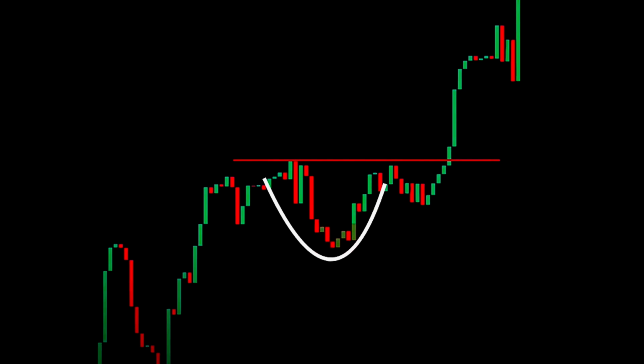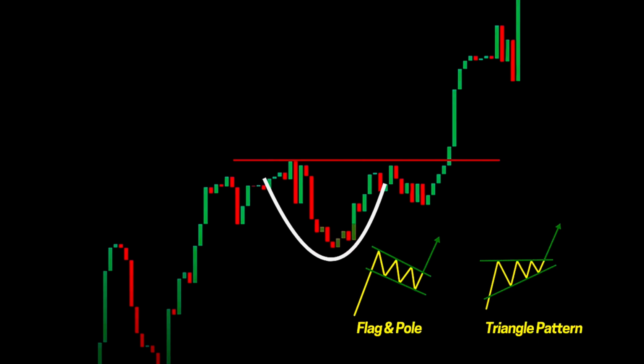The handle should always be smaller than the cup, forming a tight consolidation with reduced trading volume. This often leads to bullish continuation patterns like flag and pole or triangle formations, signaling trend continuation. You can take a long trade position at the neckline breakout.